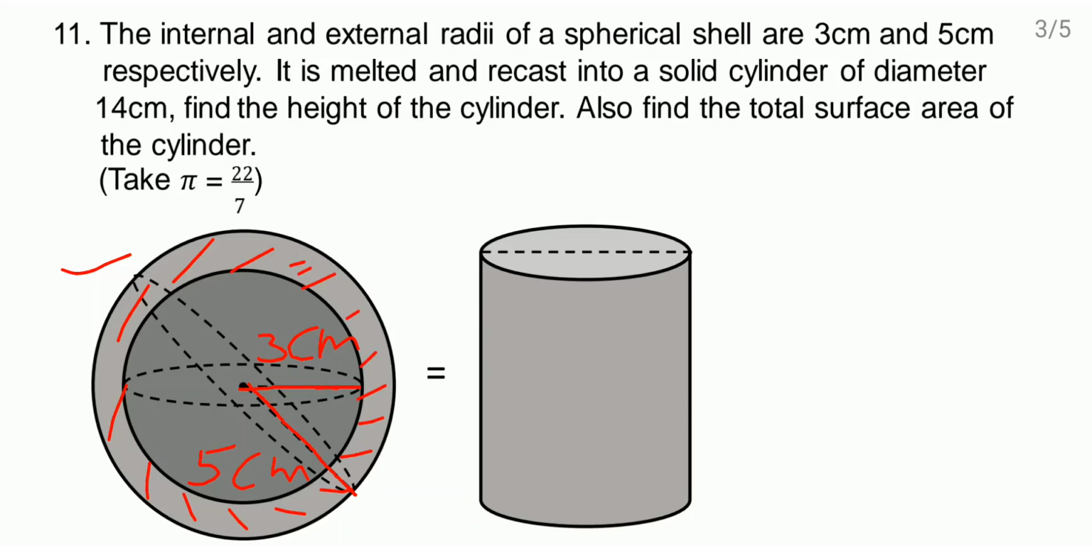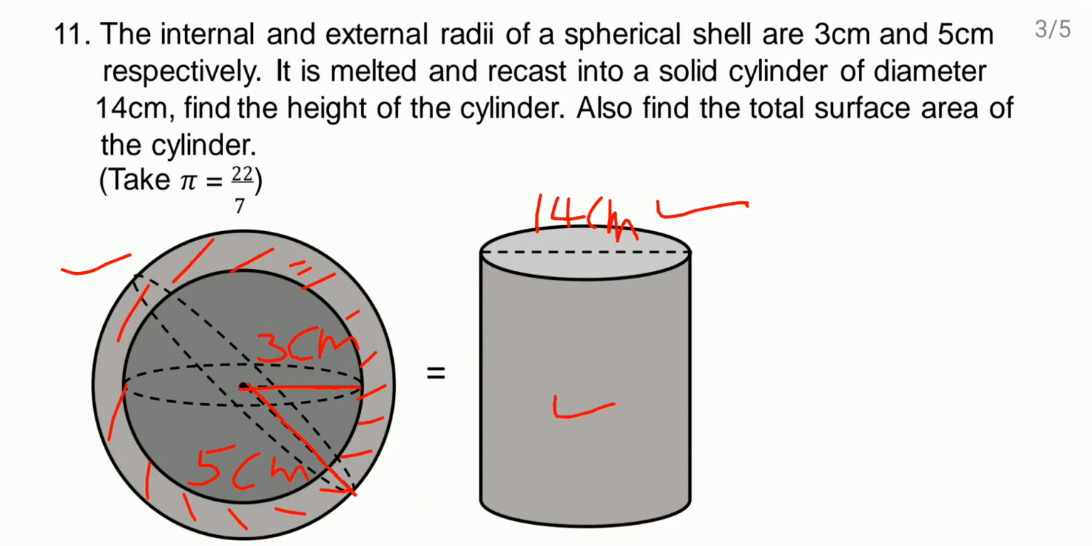Now when they melted this spherical shell and recast it into the cylinder whose diameter is 14 cm, if I want to find the volume of the solid portion of the shell, that means the volume of the outer sphere minus the volume of the inner sphere. Correct? So I'll get the volume of the solid portion of this spherical shell, and from that only we made the cylinder.